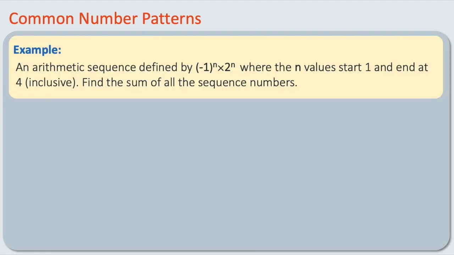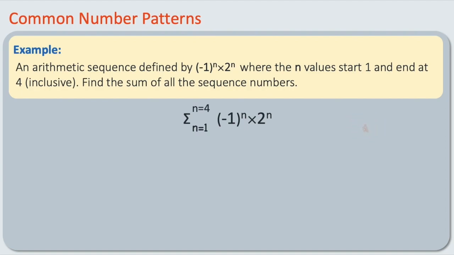Example: an arithmetic sequence defined by the expression (-1)^n multiplied by 2^n, where the n values start at 1 and end at 4, all inclusive. Find the sum of all the sequence numbers. This can be expressed like this. Please see the screen. Let's solve this.